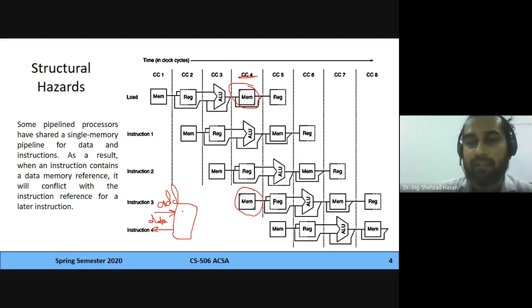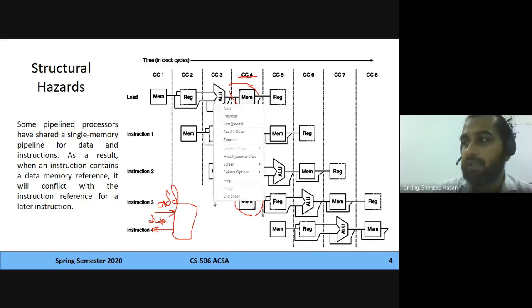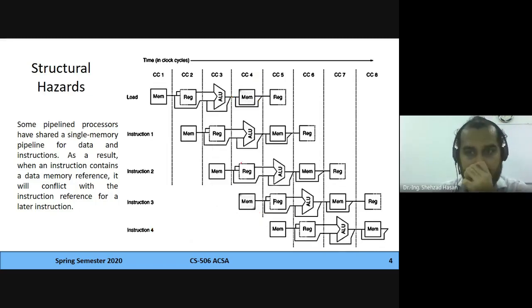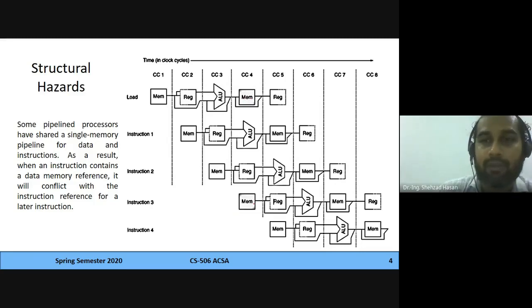Now, this is the first case of structural hazard, right? So there is a conflict over here. So both these instructions cannot move at the same time, right? So the load instruction and the third instruction are utilizing the memory module. And if the memory module is such that it's going to allow either a single read or write, then you cannot have both of these at the same time. Okay. Now, what can be a solution for this?